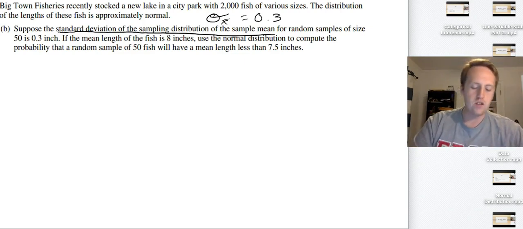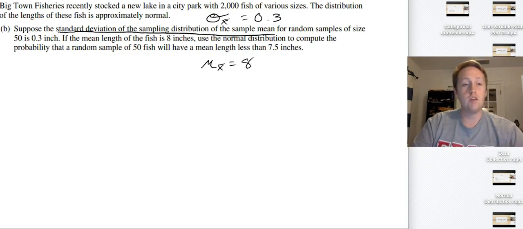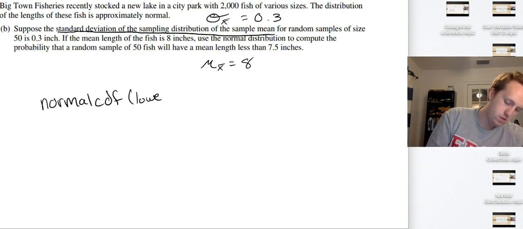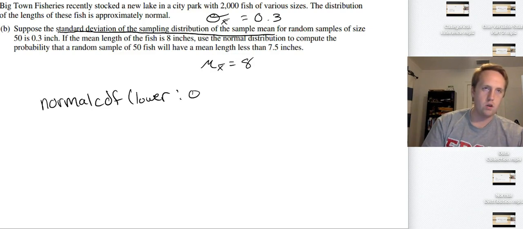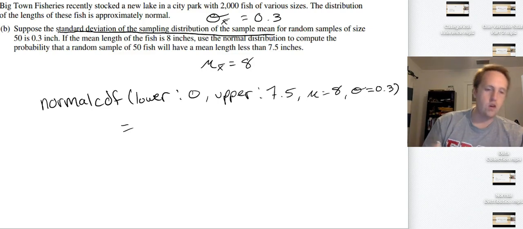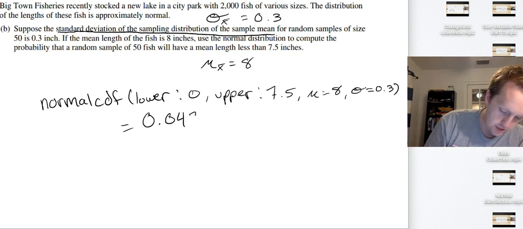If the mean length of the fish is 8 inches, so mu sub x bar is 8, use the normal distribution to compute the probability that a random sample of 50 fish will have a mean length less than 7.5 inches. So I'm just going to do this normal CDF. Lower, you can put negative infinity, but it probably makes logical sense to put 0 because you can't have a negative length for a fish. Upper is 7.5. The mean is going to be 8, and the standard deviation is 0.3. And if you go into your calculator, you get a number, and that number is 0.0478.